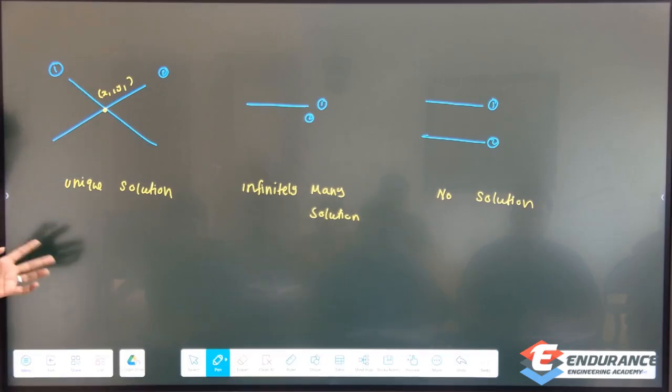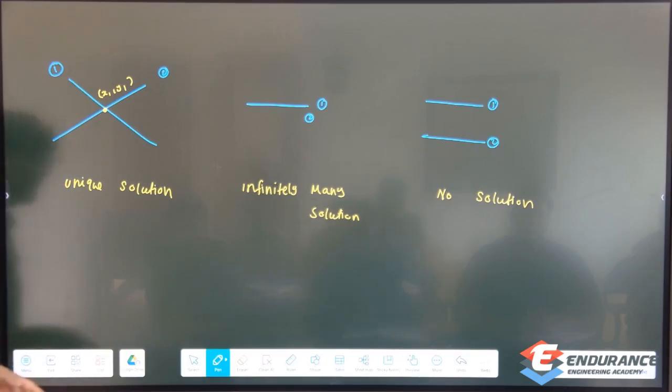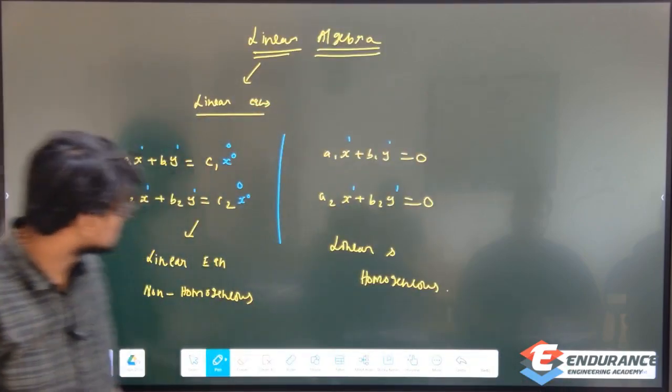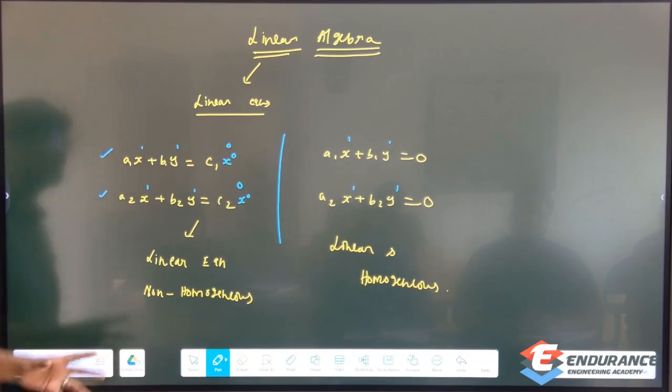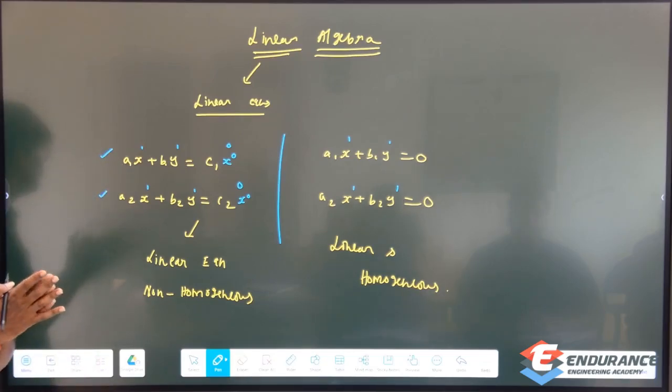Now, coming to the unique solution, when can I have a unique solution? Take the example of these two cases. When can I have a unique solution just with the help of the equations? Think about when I can say it is a unique solution using only the equations.